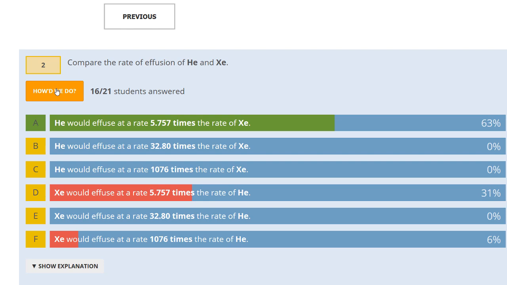The correct answer is helium would effuse at a rate that is 5.757 times the rate of xenon. So it looks like just about everybody came up with the correct number, but why does helium effuse faster? Because it has a smaller molar mass. Smaller molar mass, just like we observed right here. The one with the smaller molar mass is the one that is going to travel faster.